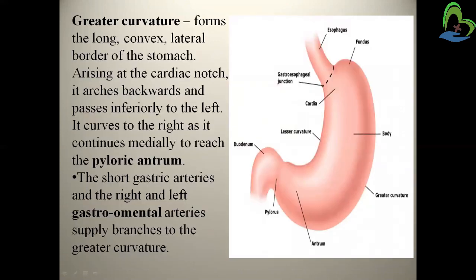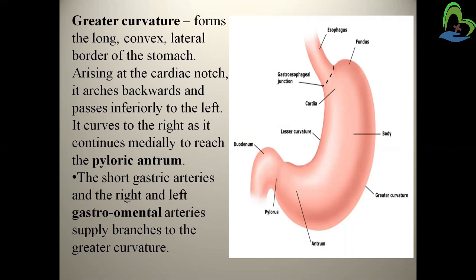The greater curvature forms the long convex and lateral border of the stomach. As you can see in the picture, this is the long, convex and lateral border of the stomach arising from the cardiac notch. Here is the rising point of the greater curvature, which goes backwards and passes inferiorly to the left. It curves to the right as it continues medially to reach the pyloric antrum.